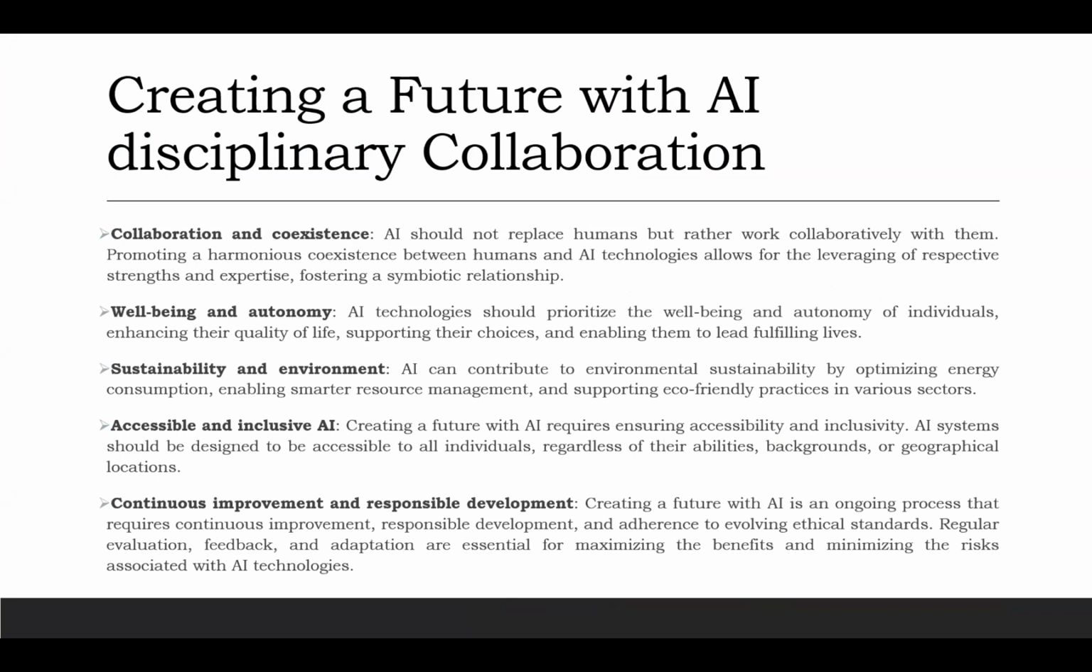And in terms of sustainability and development, it should optimize energy consumption, enable smart resource management, and support eco-friendly practices in various sectors. And it should continuously improve and be responsible for the development. And it should not replace humans, but rather work collaboratively with them. And it must promote a harmonious coexistence between humans and AI technologies.